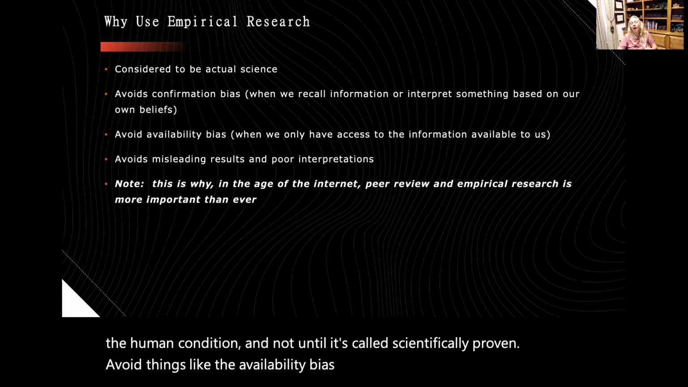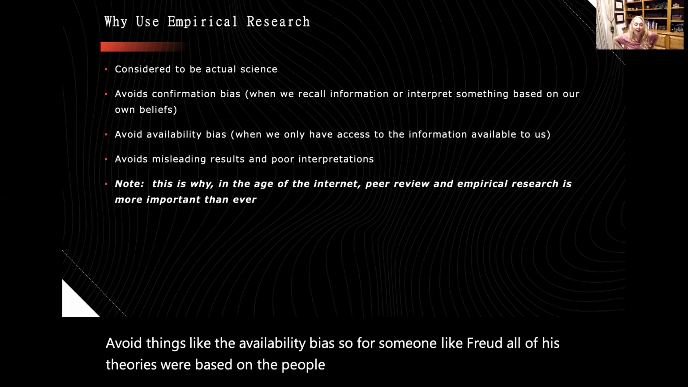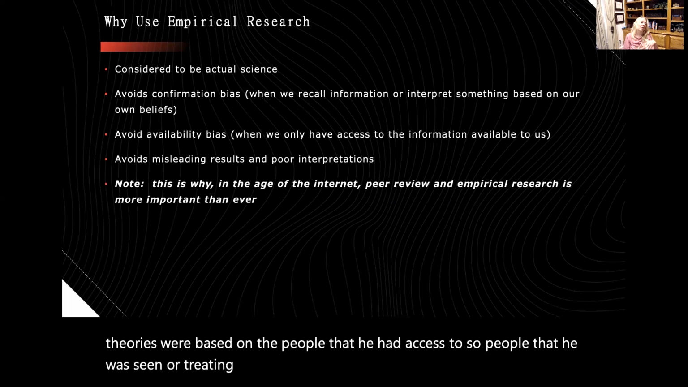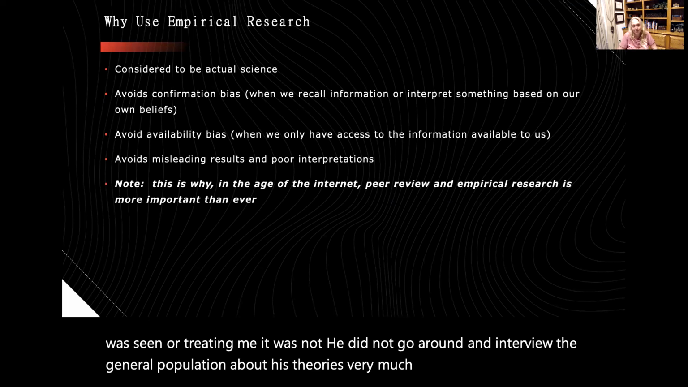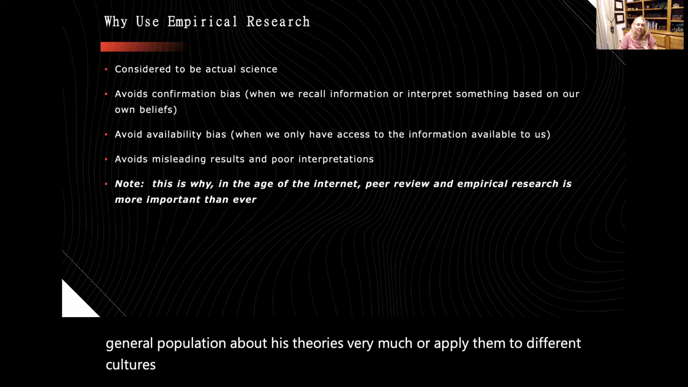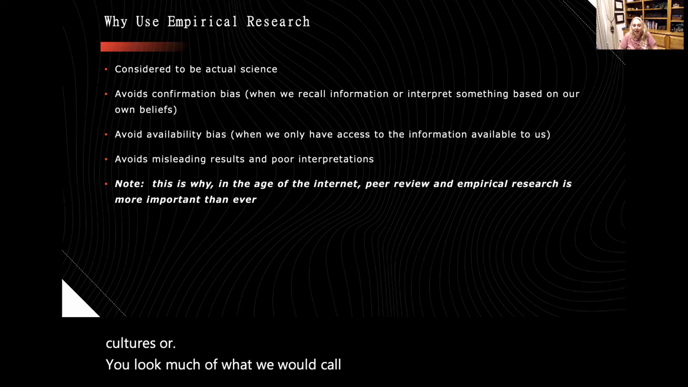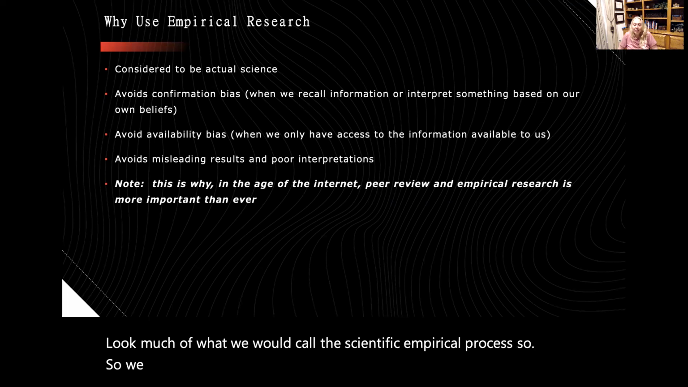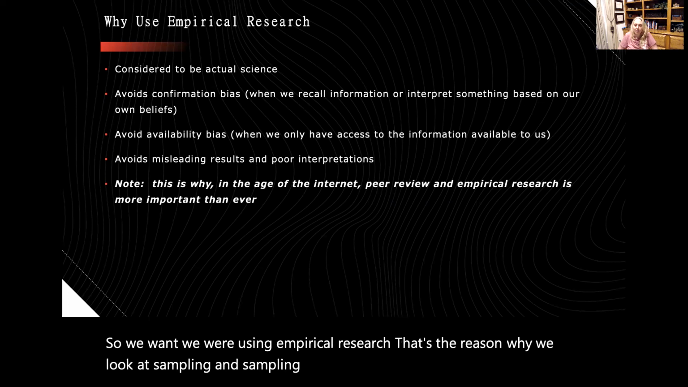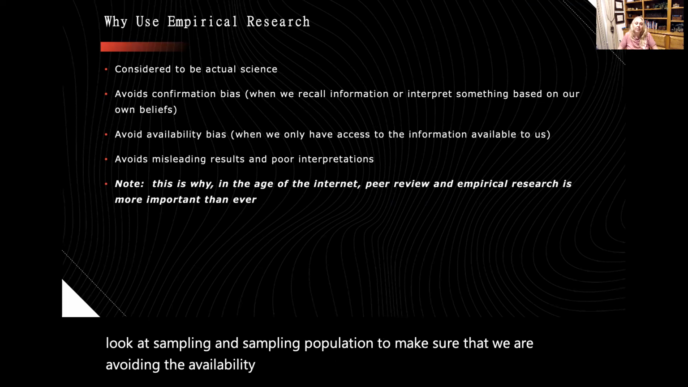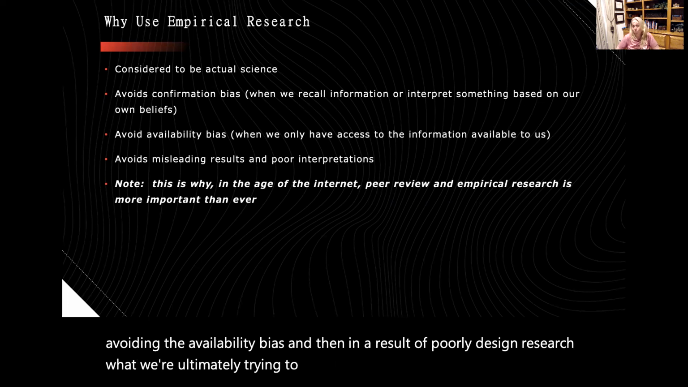So for someone like Freud, all of his theories were based on people that he had access to, people that he was seeing or treating. He did not go around and interview the general population about his theories very much, or apply them to different cultures, or follow much of what we would call the scientific empirical process. So when we're using empirical research, that's why we look at sampling and sampling population, to make sure that we are avoiding the availability bias. And as a result of poorly designed research, what we're ultimately trying to avoid is misleading results and poor interpretations.